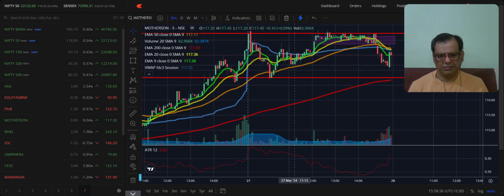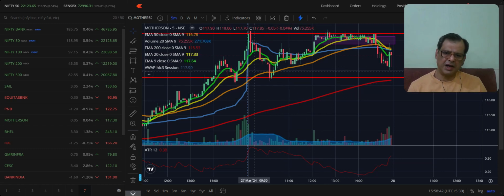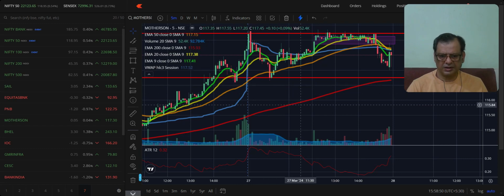So I hope you got an idea of how to read price action bar by bar, and I have not used indicators like RSI or MACD. I'll be continuing these sessions in the future. Also, I'll come up with more videos on reading price action bar by bar, naked price action reading.